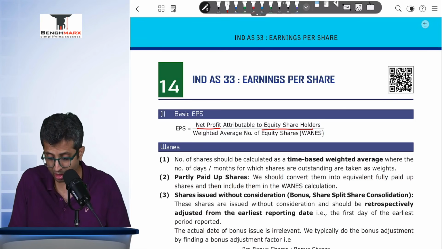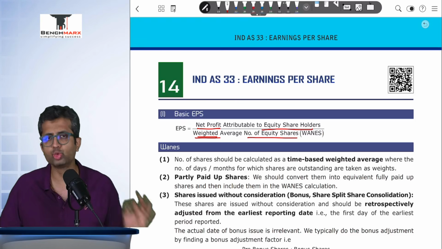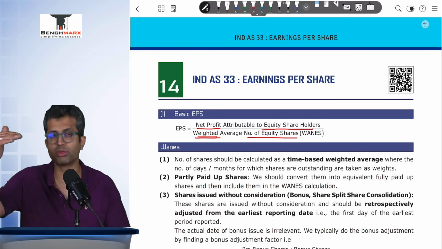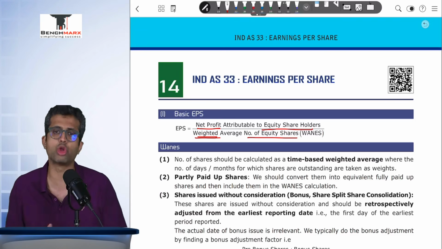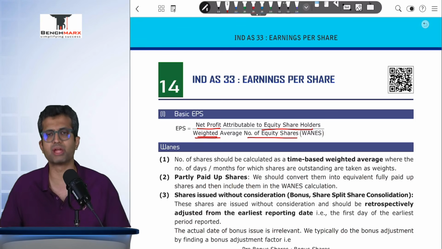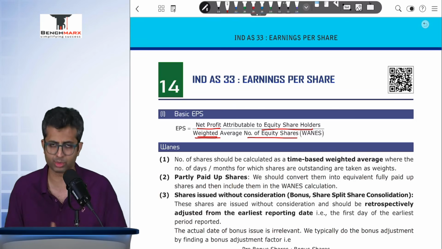In the denominator, you take the weighted average number of equity shares, that is WANES. Usually, we just take for EPS the number of shares in the denominator, but the numerator is a for the year item, the denominator is an as on date item, and hence they are not comparable. And hence we try to take the weighted average number of equity shares in the denominator, where the time for which the shares were outstanding would be taken as weights. Now, the WANES can be calculated in one of two ways.